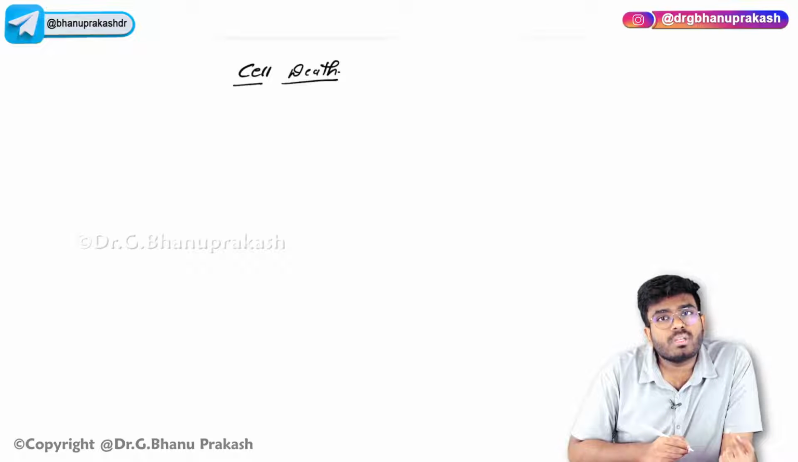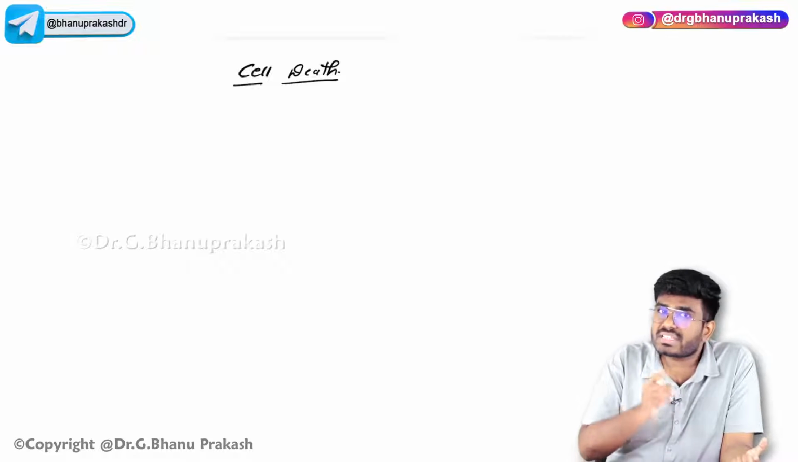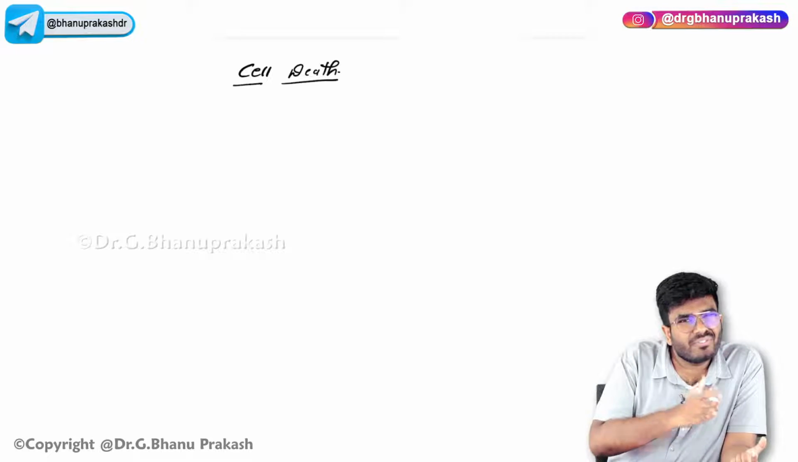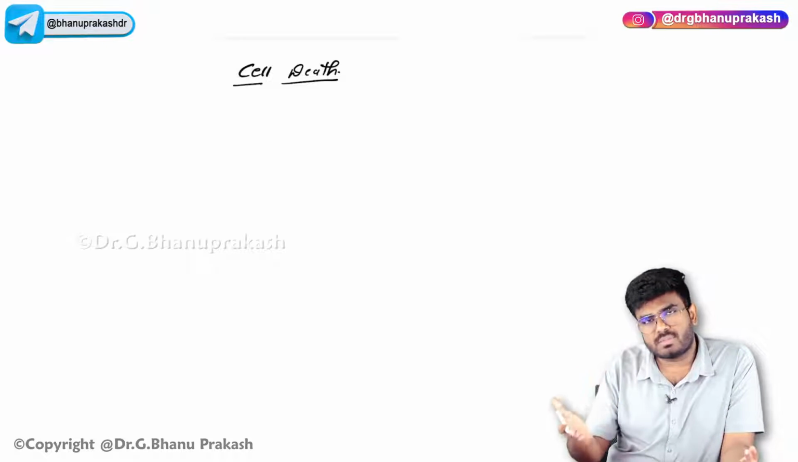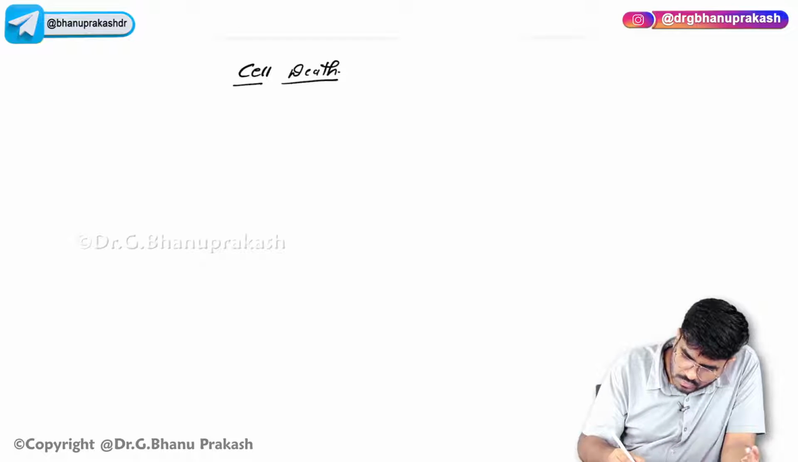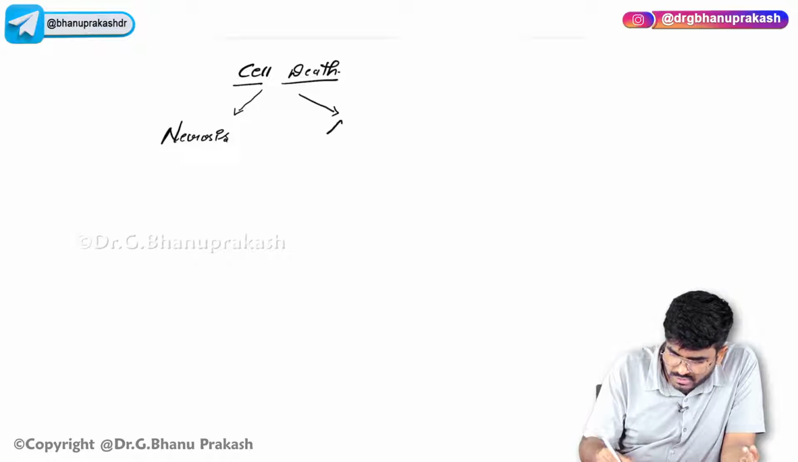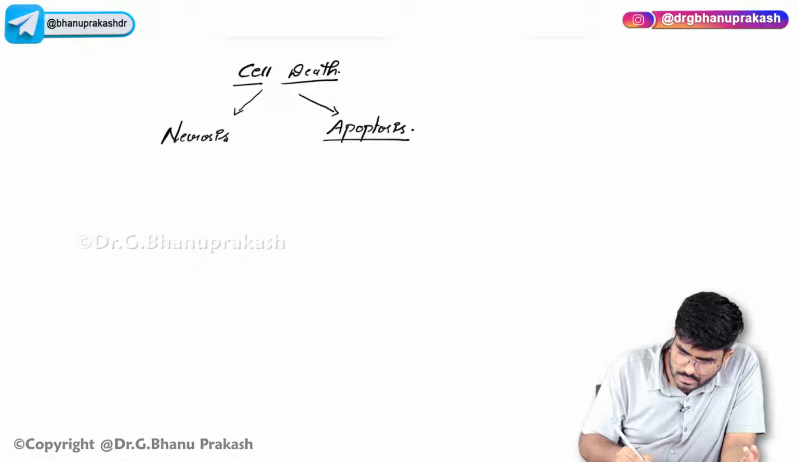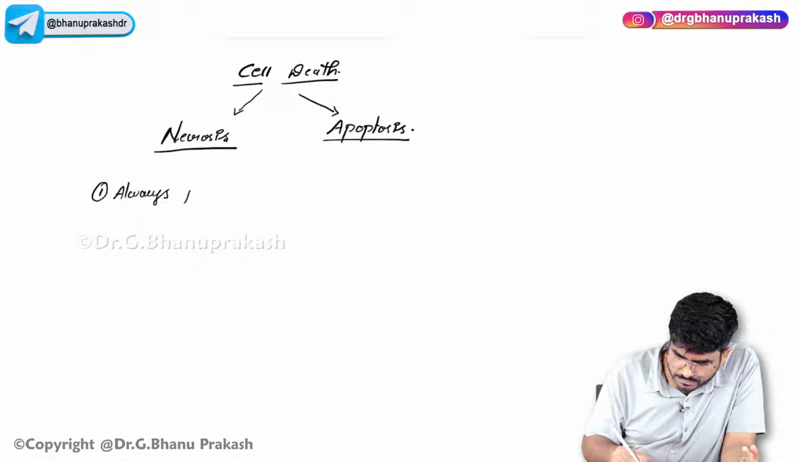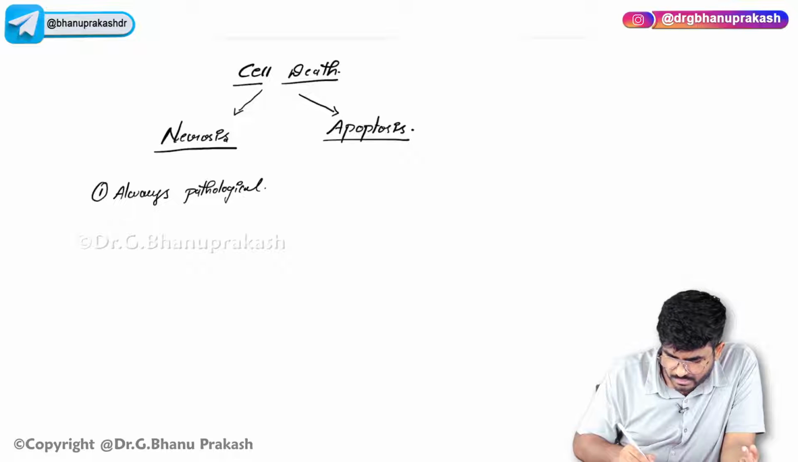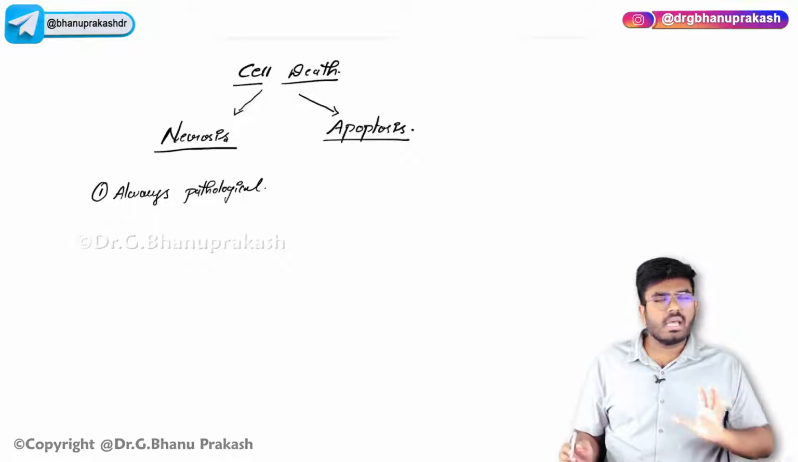Before going to discuss the different types of necrosis, first let's see what is the difference between necrosis and apoptosis. So, what are the two major types of cell death? One is necrosis and apoptosis. Now, first of all, necrosis is always pathological, which means the cell doesn't want to die.